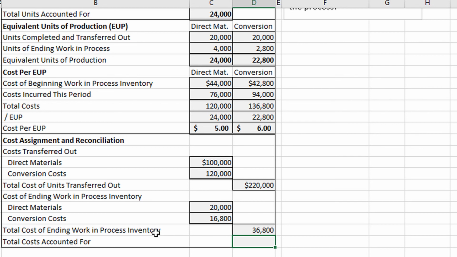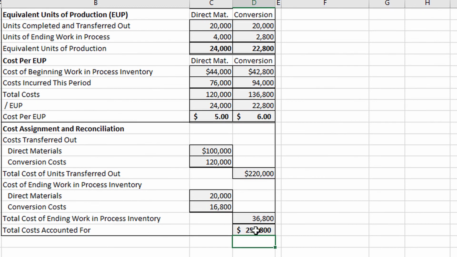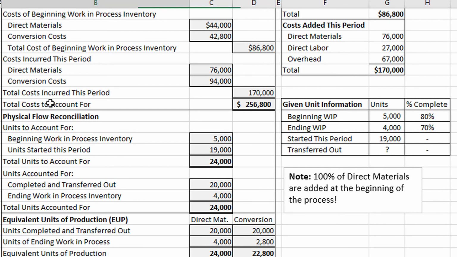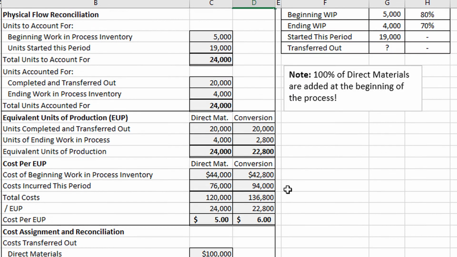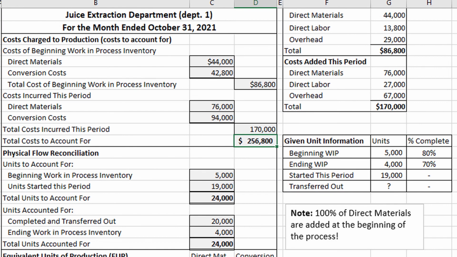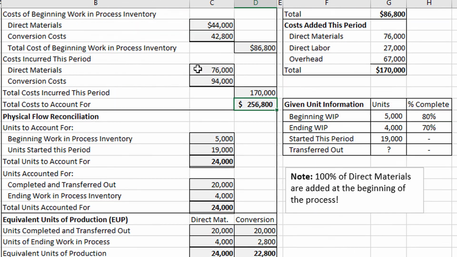and this will give us the total cost of ending work in process inventory. And then finally, we can get the total costs accounted for, the right-hand side of that equation we were dealing with earlier, which is equal to the total cost of units transferred out, which is 220,000, plus the 36,800 total cost of ending work in process inventory. And that gives us $256,800. Now note, as we've been saying all along, that the total costs accounted for, the $256,800, should match the total costs to account for, $256,800. So they do indeed match in this example. So that's one good thing for you to check. Alright, we are finished with the process cost summary using the weighted average method.